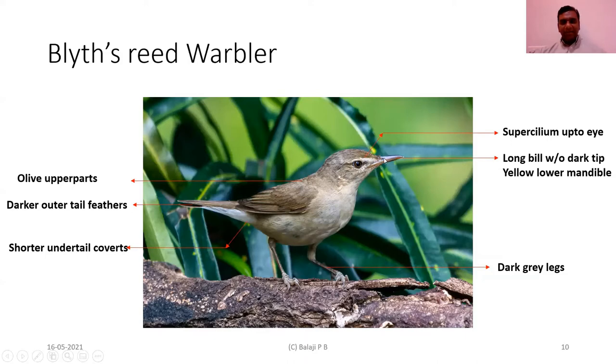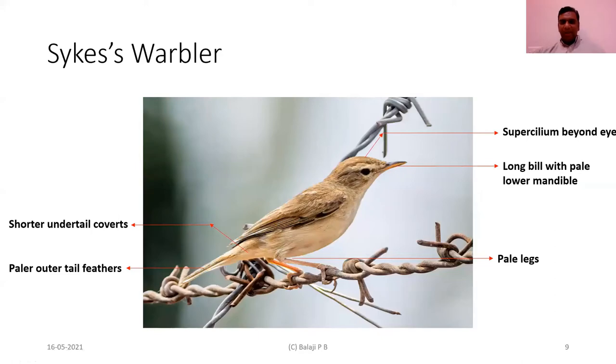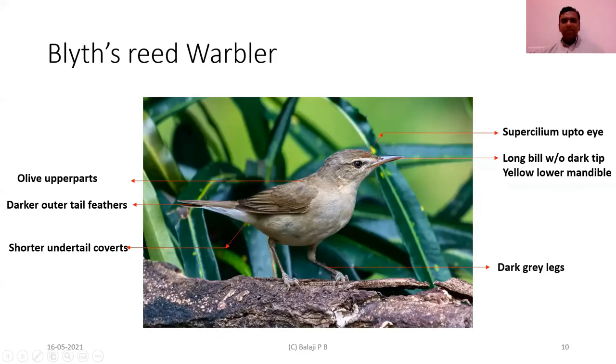It has a very long beak and a very angular head, very similar to Sykes's warbler. But the supercilium doesn't extend beyond the eye. It almost abruptly ends right at the eye. The color of the legs is also different: the Sykes's warbler has very pale legs, whereas Blyth's reed warbler has dark gray colored legs. So from the Sykes's warbler, the main differentiating pointers are the dark gray legs, the olive colored upper parts and the darker outer tail feathers. These are the main differentiating factors from the Sykes's warbler.